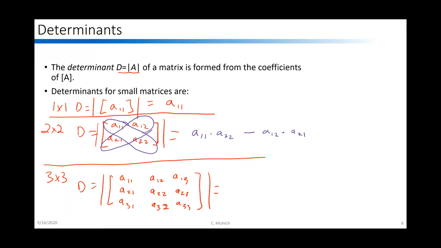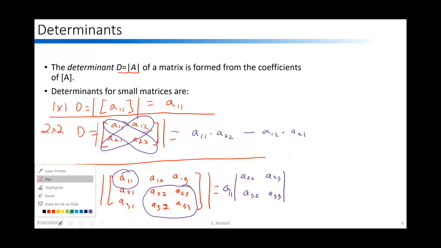And in this case, I'm going to go through and identify the first element in the A11 slot, A11, and multiply that by the determinant of the resulting matrix. So A22, A23, A32, A33. And we can go in and solve this 2-dimensional matrix determinant using the information above.